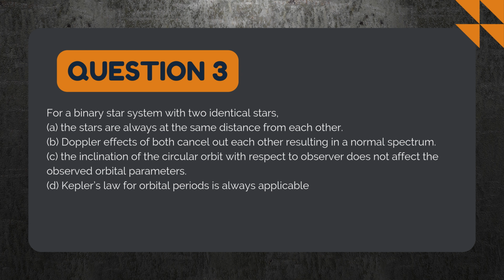Question 3. For a binary star system with two identical stars, A, the stars are always at the same distance from each other. B, Doppler effects of both cancel out each other, resulting in a normal spectrum. C, the inclination of the circular orbit with respect to the observer does not affect the observed orbital parameters. D, Kepler's law for orbital periods is always applicable.